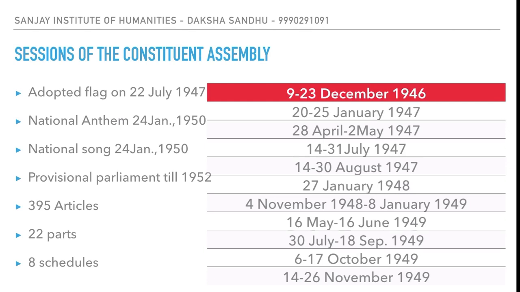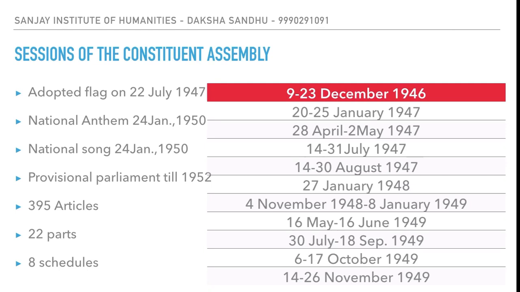Yes, you heard it right. 395 articles, 22 parts and 8 schedules. For your kind information, at present the last article number is 395 and the last numbered part is 22. Yet the actual articles are somewhat around 450 in number, divided into 25 parts and containing 12 schedules.